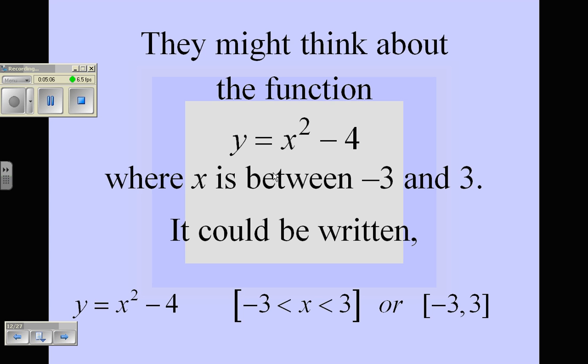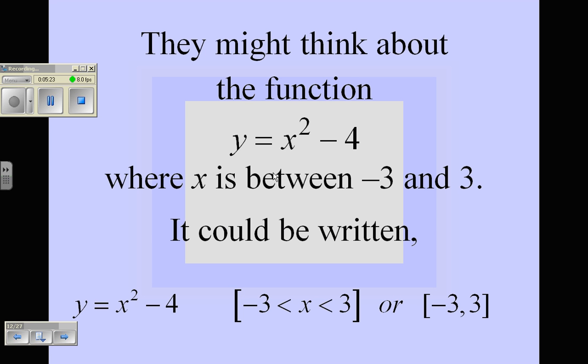Now, we might be considering a function like this one, y equals x squared minus 4, and we want to focus on x being between negative 3 and positive 3. So we're not interested in the entire graph of this function. We're only interested in a very small part of it between negative 3 and 3.